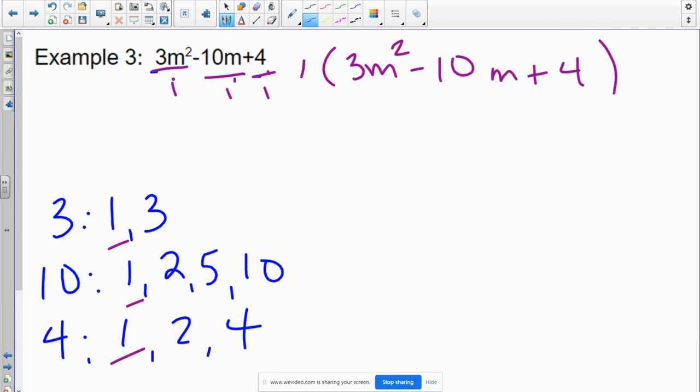I hope this lesson helped you kind of understand, first of all, or remind you how to find the greatest common factor, and then learning how to do our first step of factoring, which is just the opposite of the distributive property.